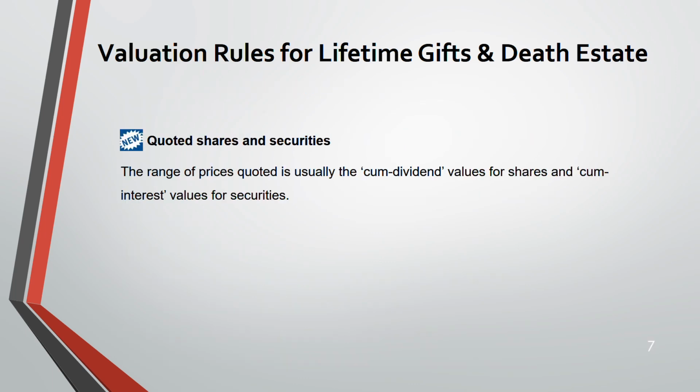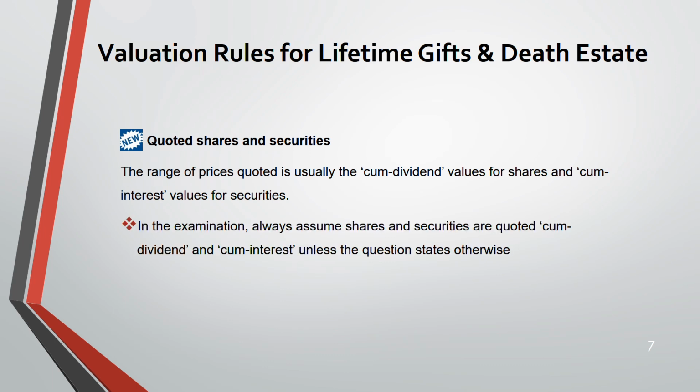Next thing you have to remember is cum and X. Cum dividend, cum interest, X dividend, X interest. These two words you have to remember. Why? Because the prices are usually quoted as cum dividend if it's shares, or cum interest if it's securities. Securities means all types of loans, and for loans we have interest, and for shares we have dividends. So in exam, always assume shares and securities are quoted cum.